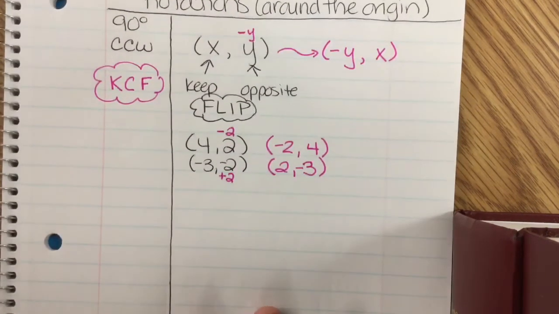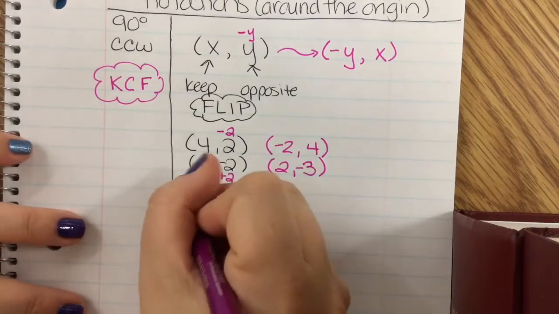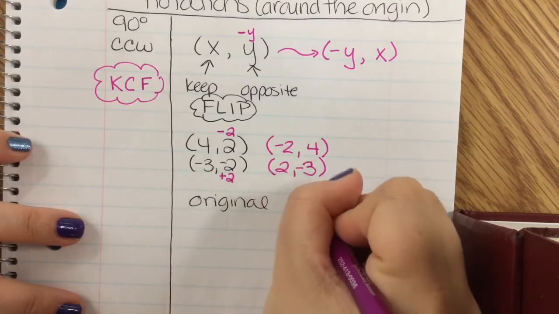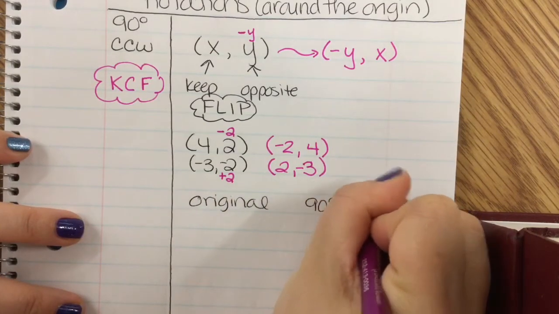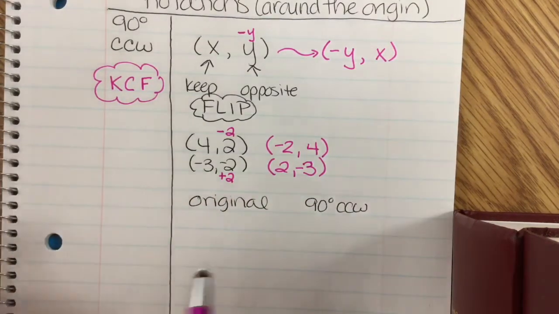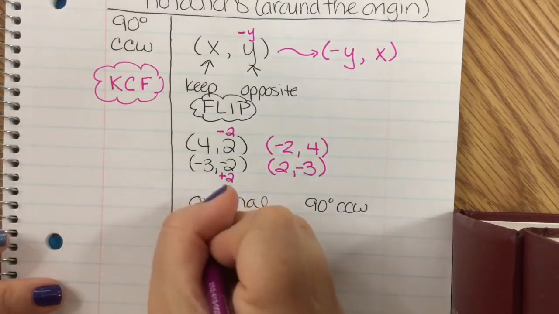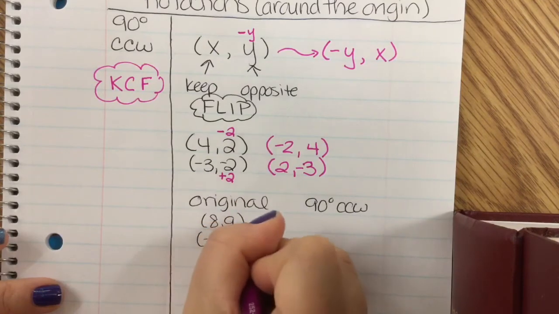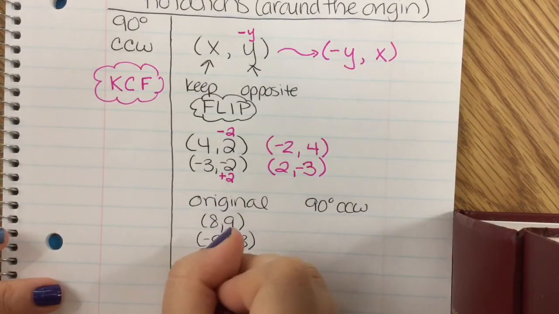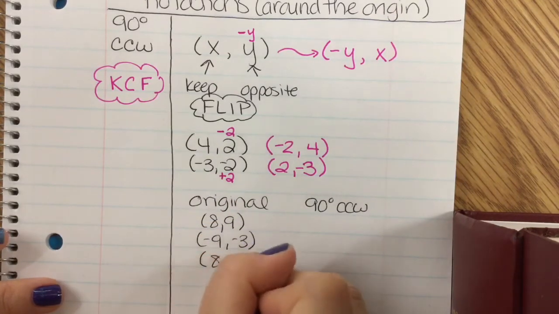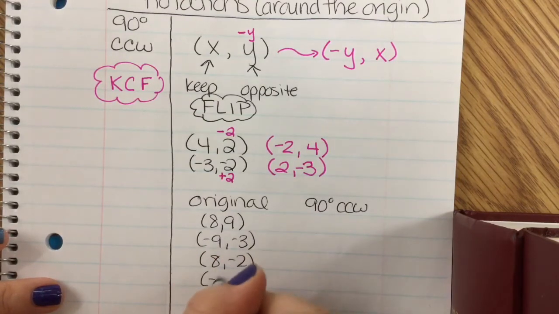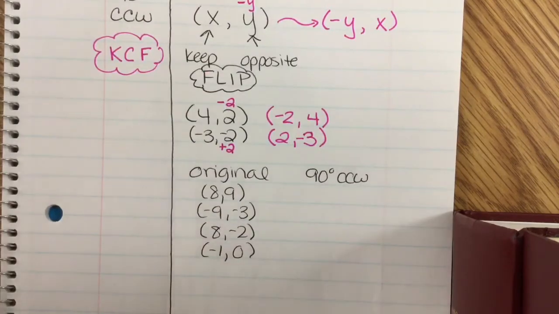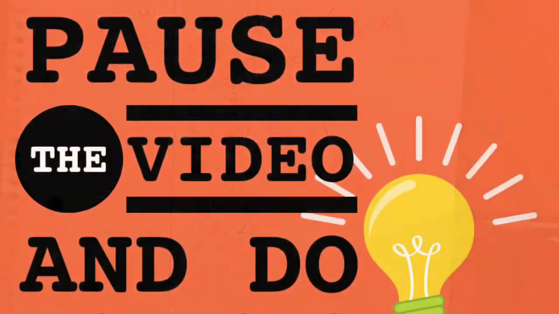Okay? All right, so I'm going to try it again. Do your original, and then do your 90-degree counterclockwise. The original points you're going to work with are 8, 9, negative 9, negative 3, 8, negative 2, and negative 1, 0. All right, so go ahead and pause the video and do those 4 and then come back and check your answers.